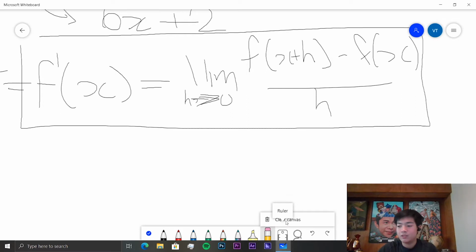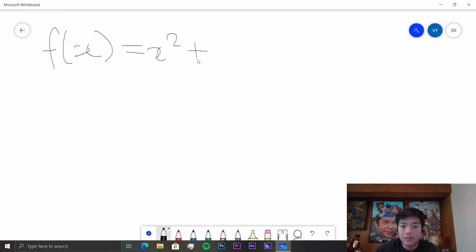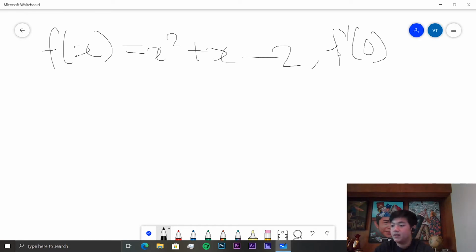So, on that note, we're going to be jumping into some practice problems. And I think I'll do the odd ones today. So we have first: from the following functions, find the derivative from first principles and find the value of the derivative at the given x value. So we have first f of x is equal to x squared plus x minus 2, and we need to find the derivative and the value of the derivative at x equals 0.